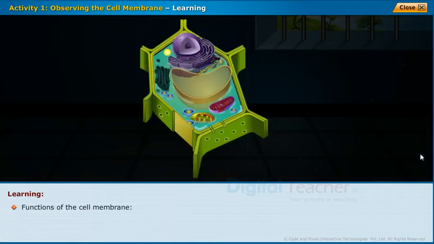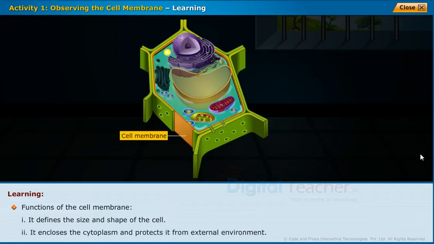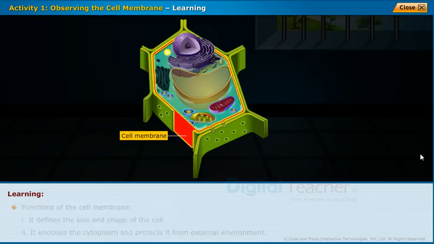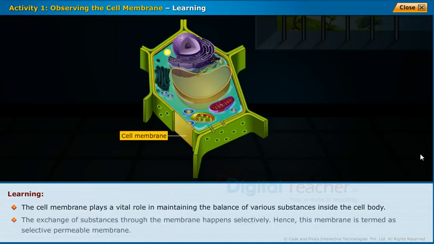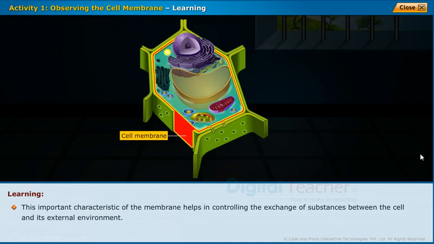Functions of the cell membrane. It defines the size and shape of the cell. It encloses the cytoplasm and protects it from external environment. The cell membrane plays a vital role in maintaining the balance of various substances inside the cell body. The exchange of substances through the membrane happens selectively. Hence, this membrane is termed as selective permeable membrane. This important characteristic of the membrane helps in controlling the exchange of substances between the cell and its external environment.